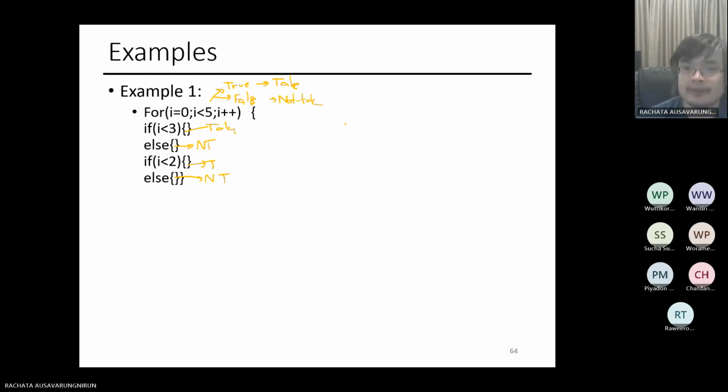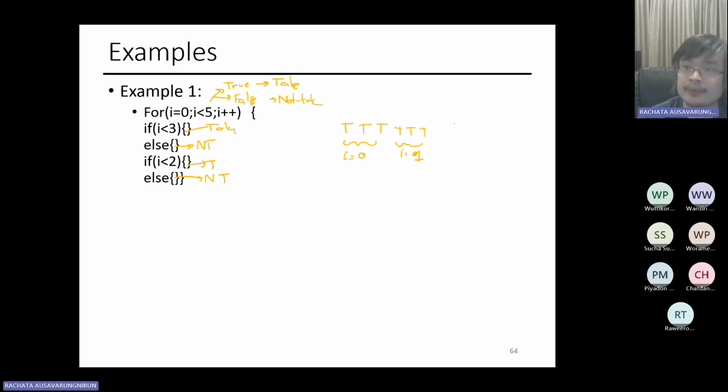If I were to run this example, basically what's going to happen is I go to the first loop, take the branch. The first if-else, take the branch because I is going to be 0, right? So they're going to take the branch, take the branch. So that's the first loop. The second loop when I is 1. So this is when I is 0. When I is 1, take, take, take again. All right.